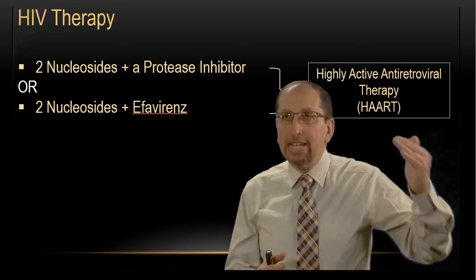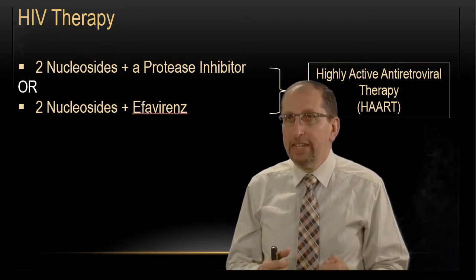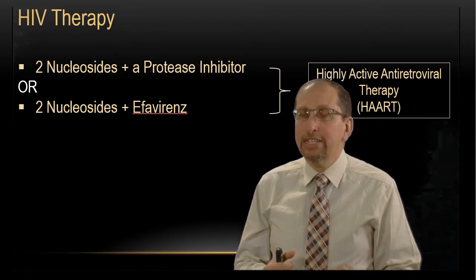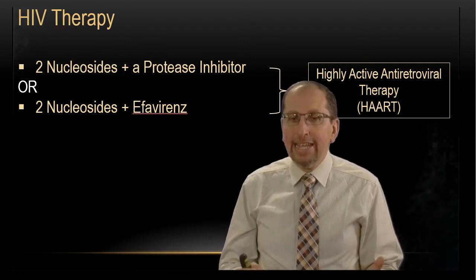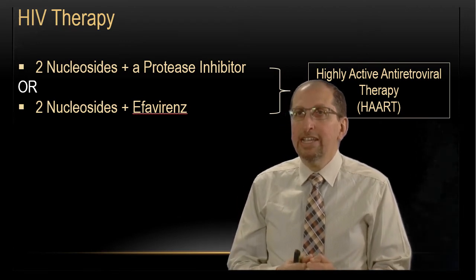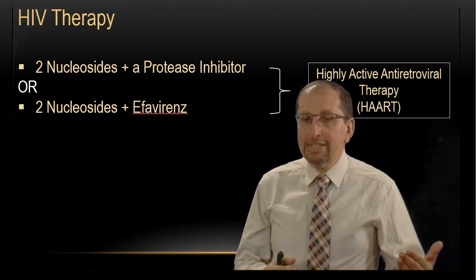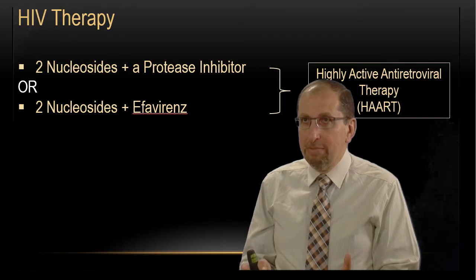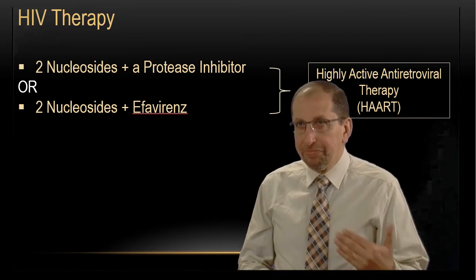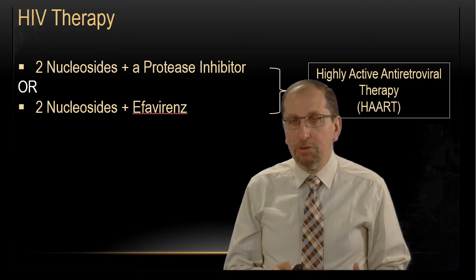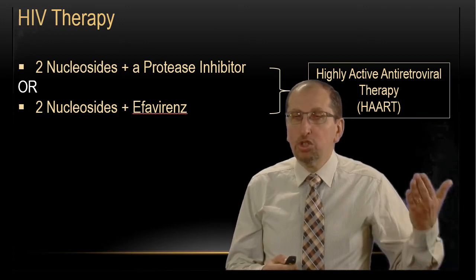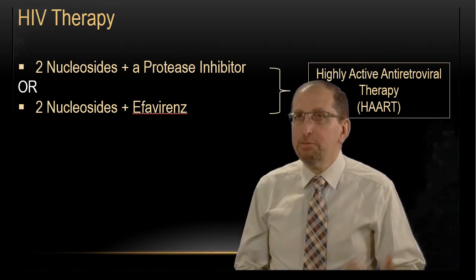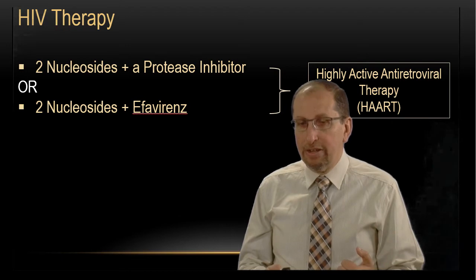And thanks to understanding the different steps of the HIV life cycle, we are now capable of very adequately and efficiently treating HIV infections. So any HIV infection is going to be treated by 2 nucleosides and a protease inhibitor, or 2 nucleosides and Efavirenz. A minimum of 3 drug combination in one tablet or in one capsule. This is the HIV therapy. 2 nucleosides. What are the nucleosides? The reverse transcriptase inhibitors. 2 nucleosides and a protease inhibitor, or 2 nucleosides and an Efavirenz.